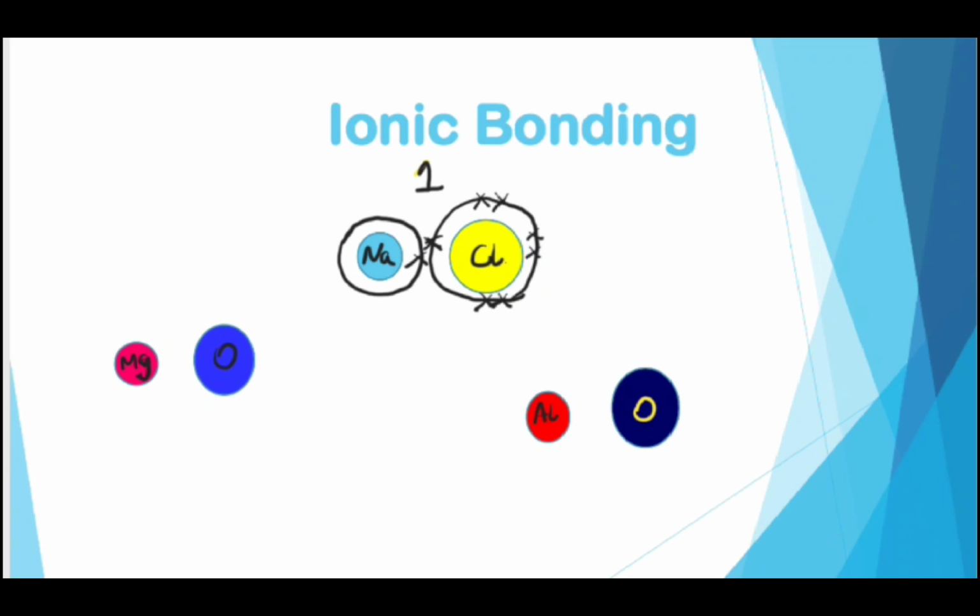Chlorine needs 1 electron to complete its outermost shell and get satisfied, whereas sodium wants to give away its electron. Chlorine wants to accept the electron. So what they do is they bond.